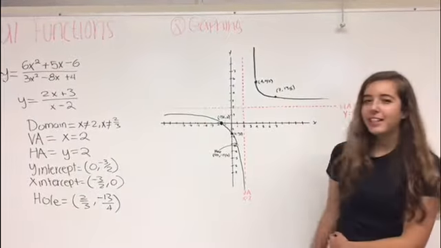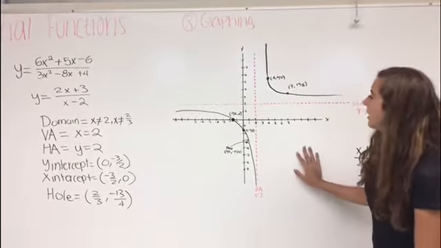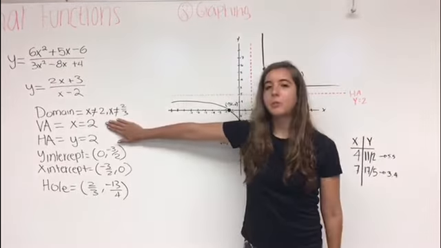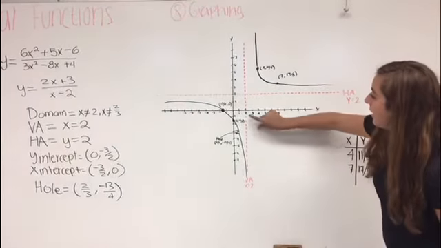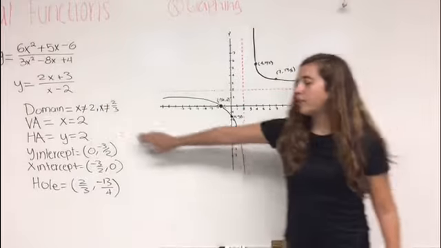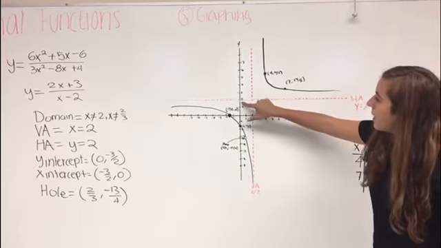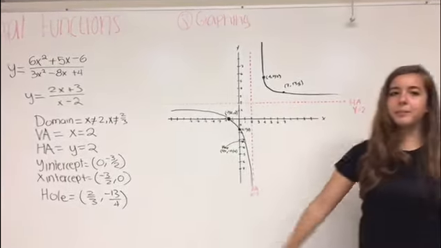The first step to graph is to place the vertical and horizontal asymptotes. In this case, the vertical asymptote is x equals 2. So you're going to find the 2 on the x-axis and you're going to place a line. And the horizontal asymptote is y equals 2. So you're going to look for the 2 on the y-axis and you're going to place the line.